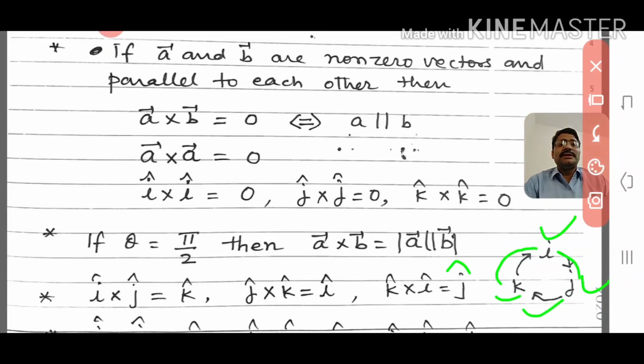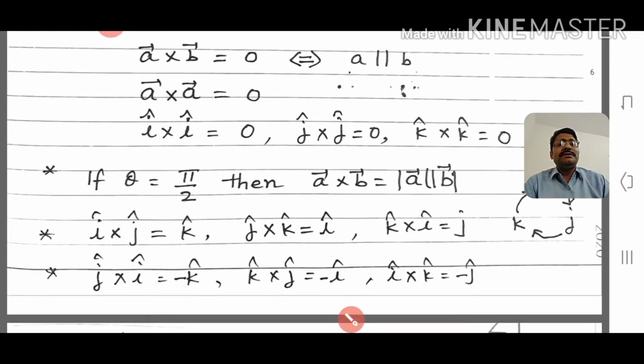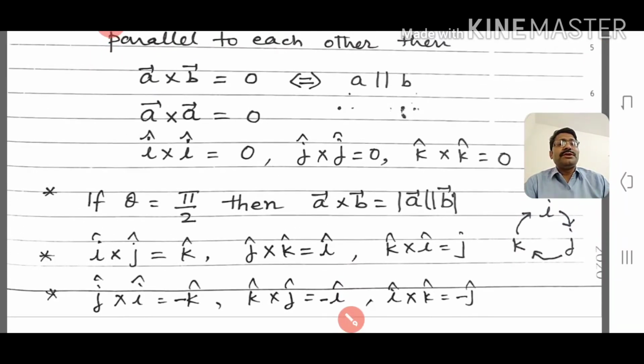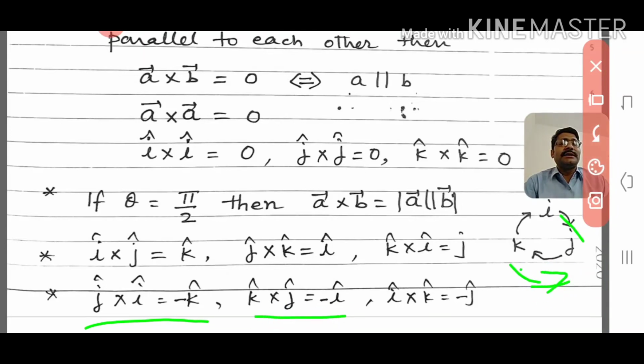And look here, if you go in the opposite order, then what will you have? j cross i means opposite, so minus k cap; k cross j is in the opposite direction, so it is minus i; and i cross k will be minus j.